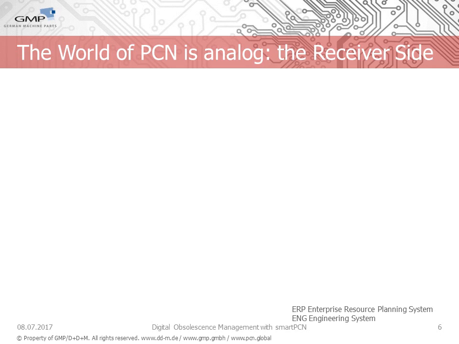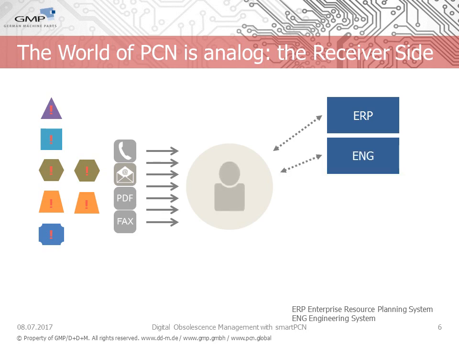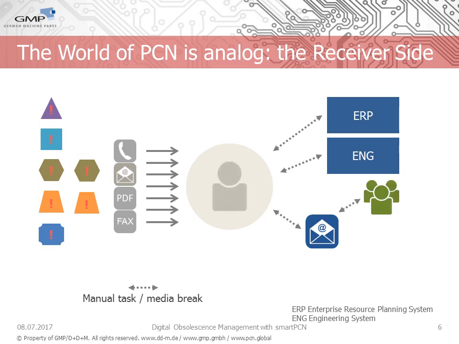Looking at the receiving side at a company, the situation is quite complex. There are a lot of PCN. Some of them are even available multiple times, coming in different formats via different media, all flooding the responsible person for PCN processing, who is in rotation because ERP systems, engineering systems and emails need to be fed manually with the PCN information. Why email? Because usually the different organizations are informed via email and they by themselves need to manually process the PCN. So there are many manual interfaces and media breaks on the way.